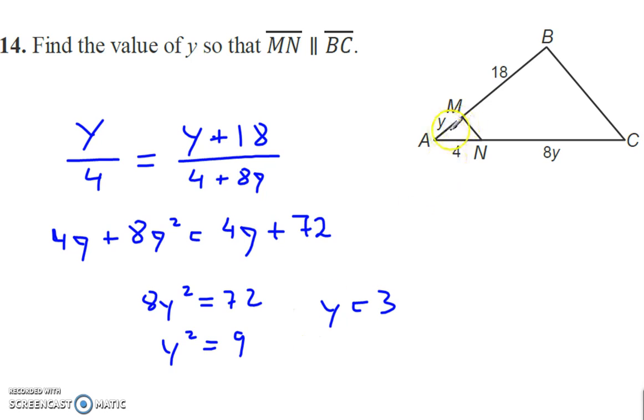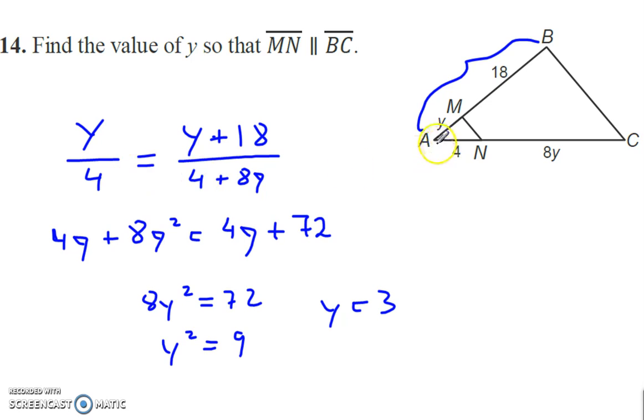Okay, here we have another one of the tricky ones. This long side right here is y plus 18. And then we have y to 4 in the small triangle. That's the y side. So we take the y side and put that on the same side of the fraction.